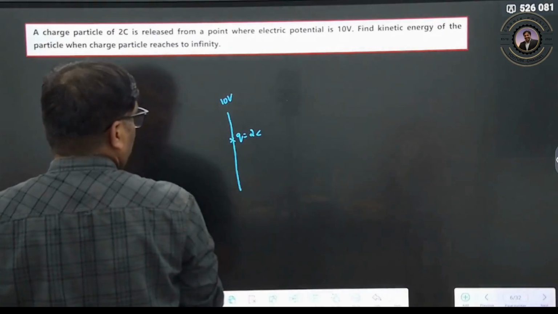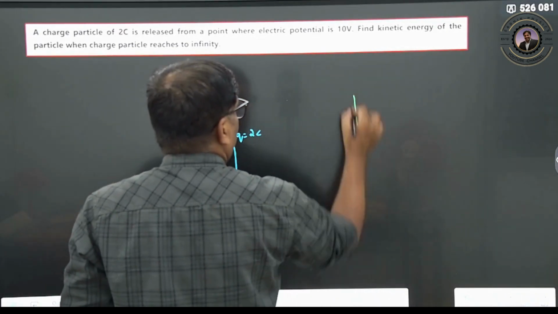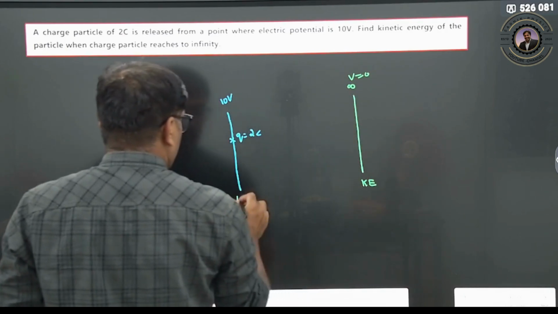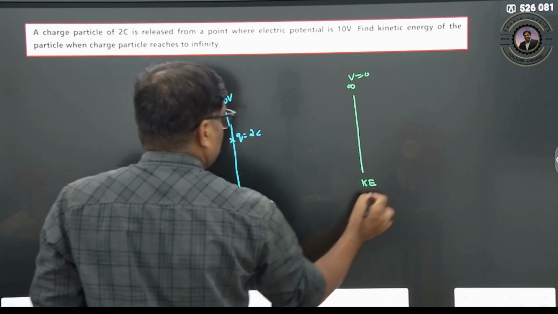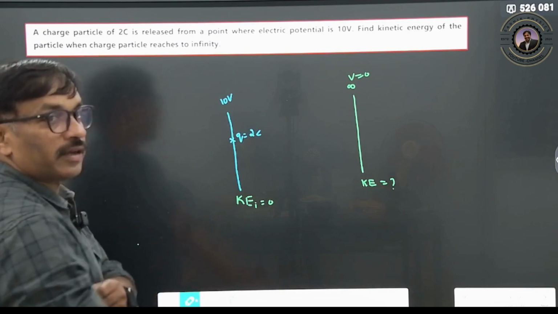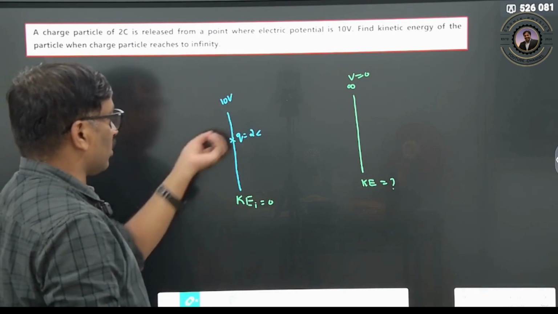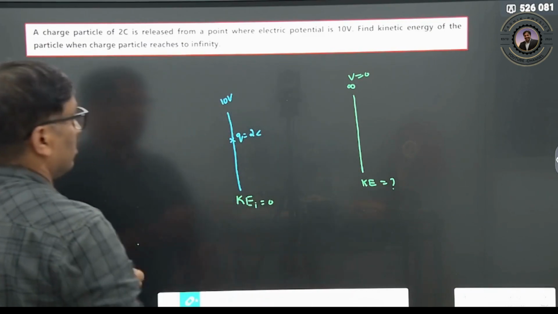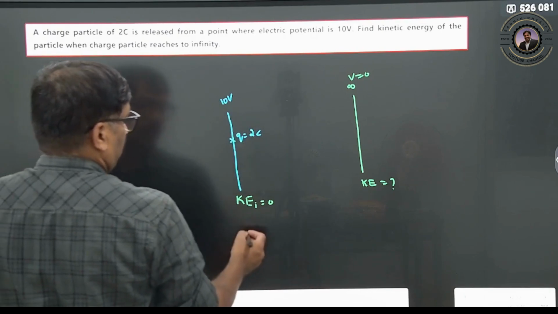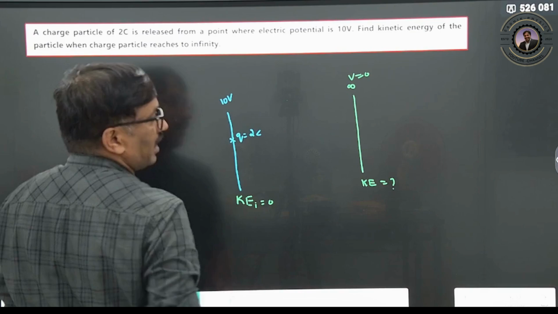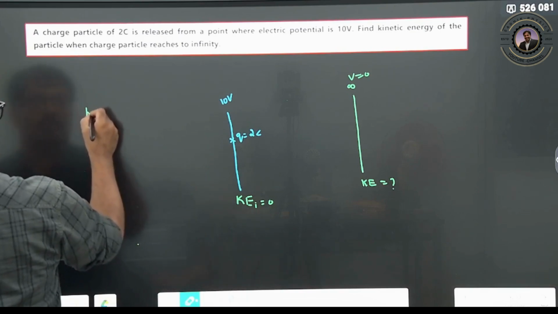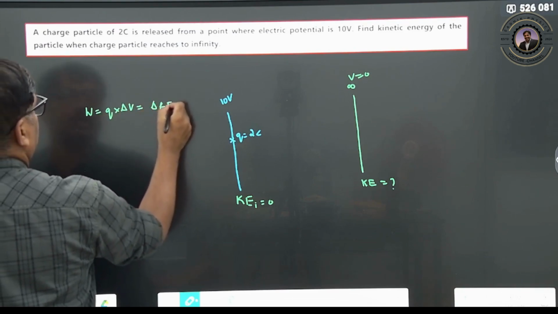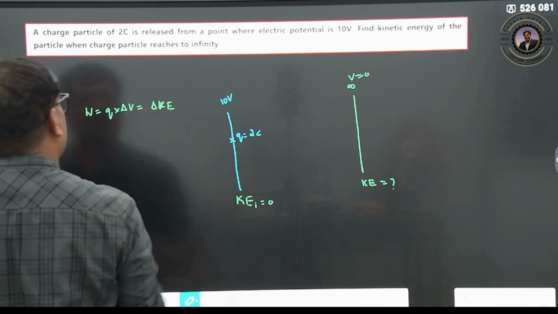When it goes to infinity, the potential is 0. So what will be the kinetic energy at that point? The initial kinetic energy was 0, so we have to find the final kinetic energy. Whatever the energy stored or work done will be converted into kinetic energy. Work done, Q into potential difference, equals the change in kinetic energy. This is your work energy theorem, right?